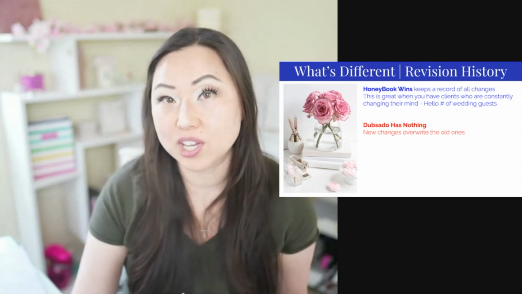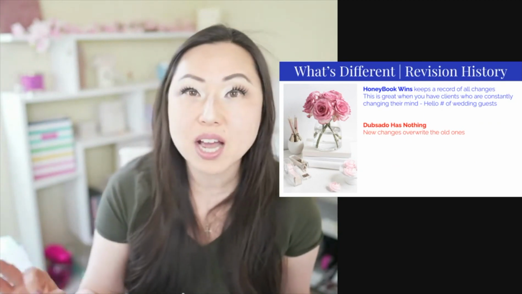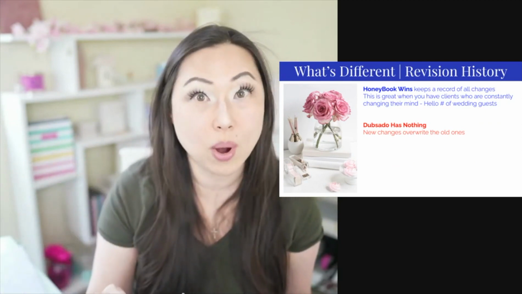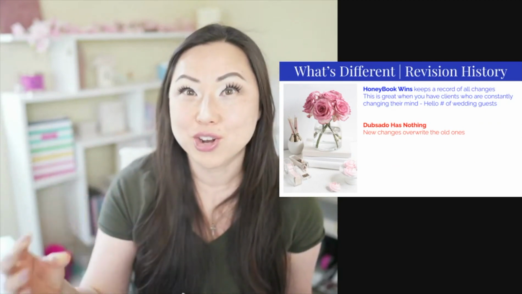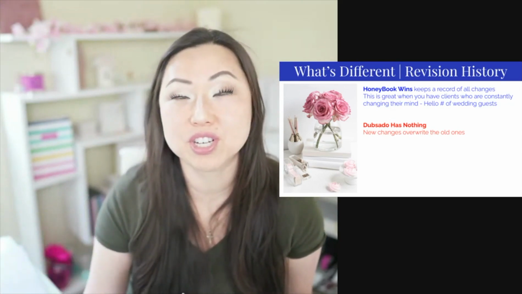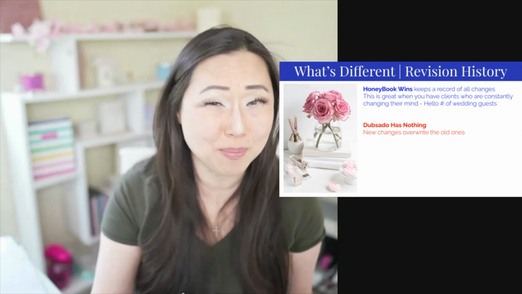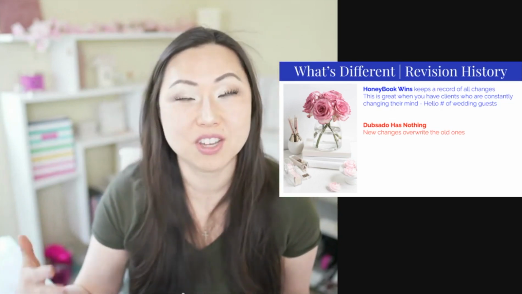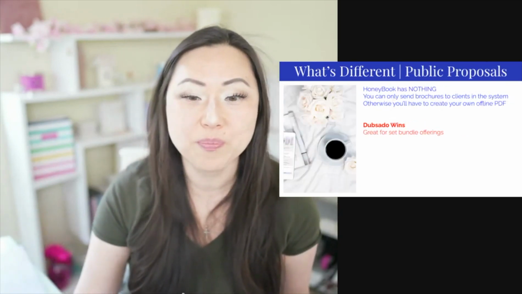Revision history, as far as I know, Dubsado has nothing, but HoneyBook does. So if you have a bride who keeps changing her numbers and then is questioning you about the final bill, then you could have a revision history to say, hey, on this date, you added 20 people. And on this date, you marked it back down to 2, so you can let somebody know.